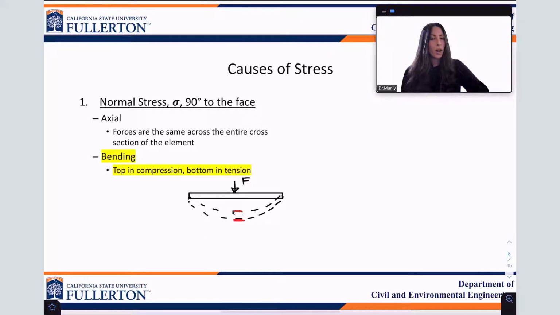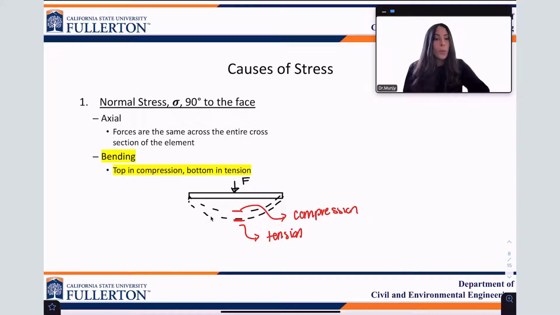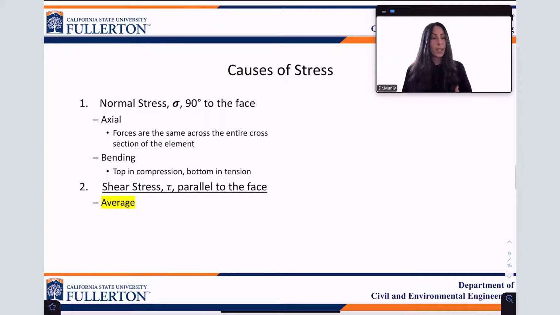And we'd have the top of that bar experiencing compression and the bottom experiences tension. Why does the top experience compression and the bottom experiences tension? Because you can see the top of the member is actually getting shorter while the bottom of the member is getting longer. So when the bottom gets longer, it's in tension. When the top gets shorter, it's in compression. And this action of bending also contributes to normal stress.